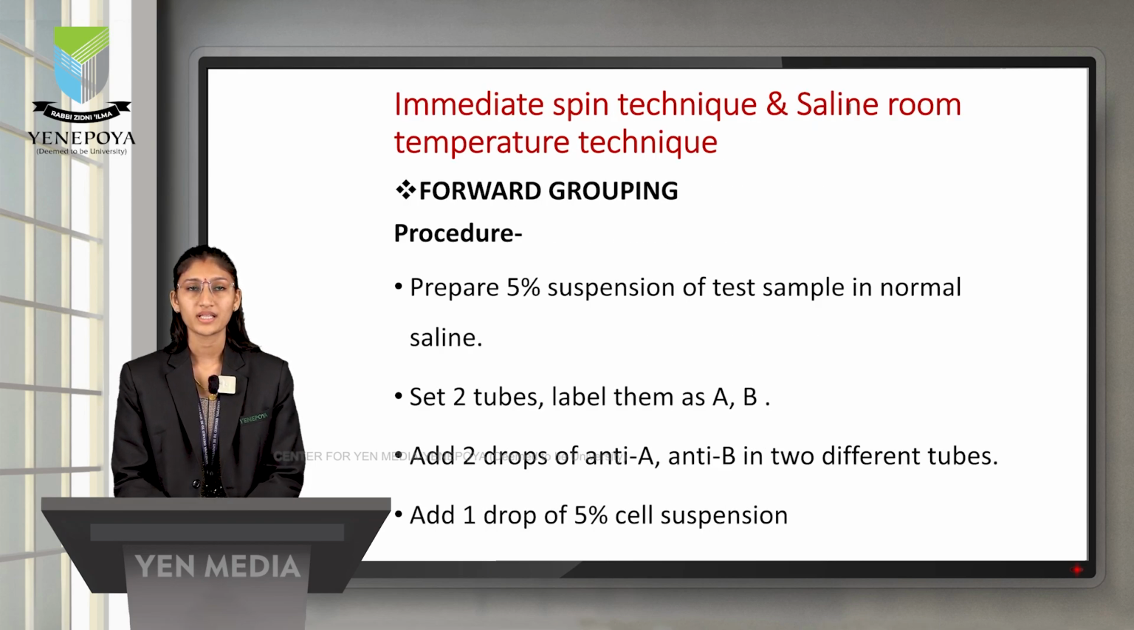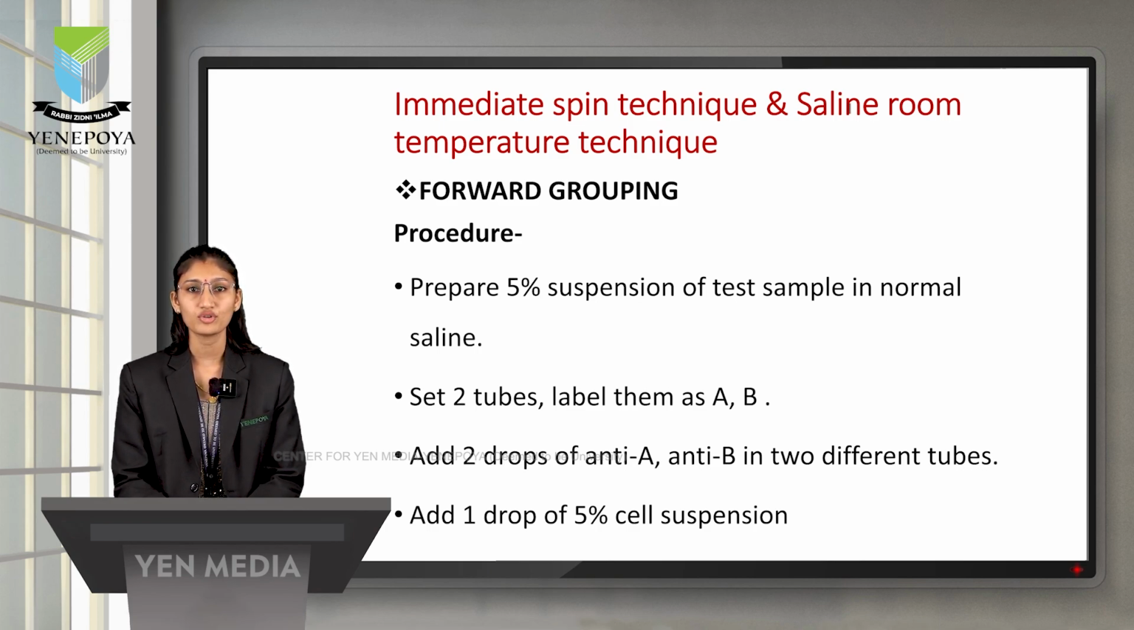So what are the methods, how do we use them? In immediate spin techniques we do not keep it for a longer period, meaning we cannot incubate it. In saline room temperature, we keep it for incubation for 45 to 60 minutes. That is the main difference between immediate spin techniques and saline room temperature techniques. In forward grouping we use patient red cell suspensions.